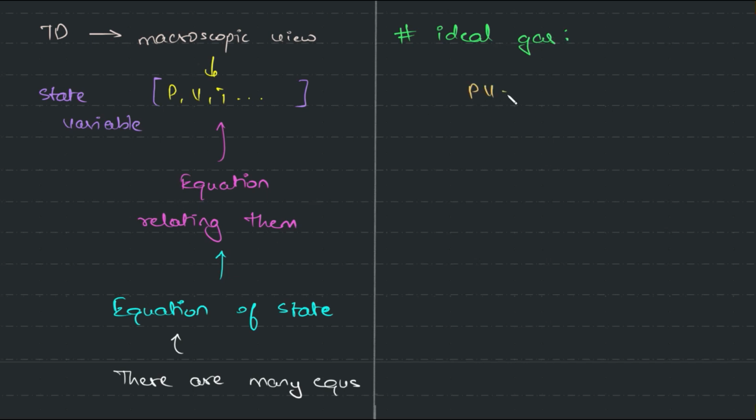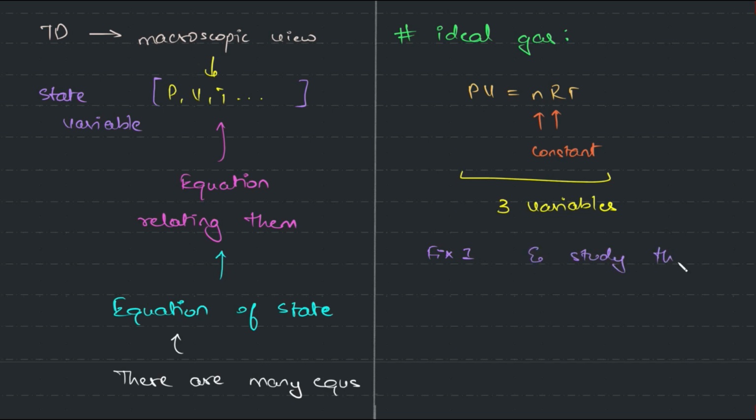And that relationship is PV equals nRT. The point of this is that we'll fix one. So this is a constant, right? Basically there are three variables over here as per this equation. So what we do is we fix one and study the other two, and so we'll get to understand the system.